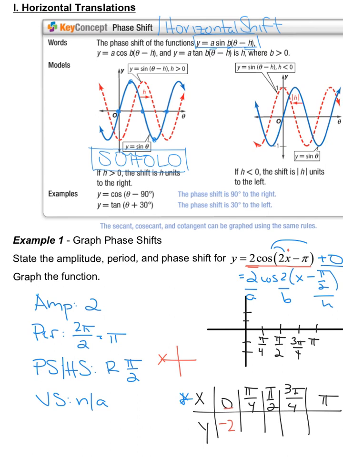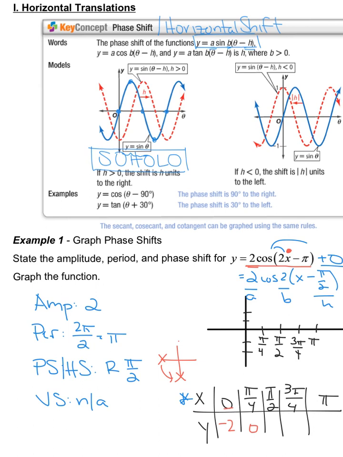Then we can plug in pi fourths. Again, we're plugging in pi fourths for x. Pi fourths times 2 is pi halves. Pi halves minus pi is going to be negative pi halves. So we're down here at 270 or 3 pi halves. On the unit circle, our cosine value is 0. 0 times 2 is 0.